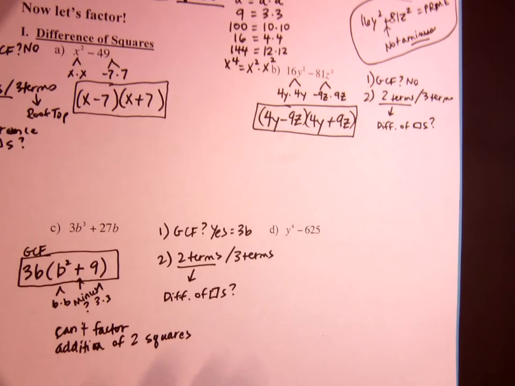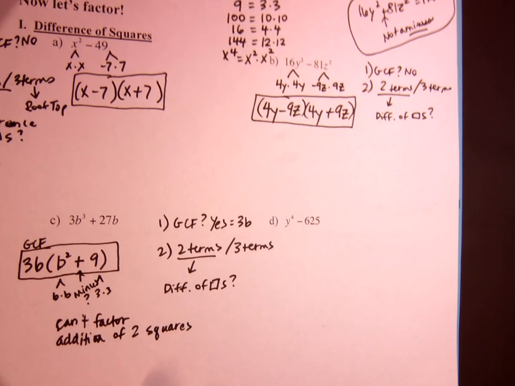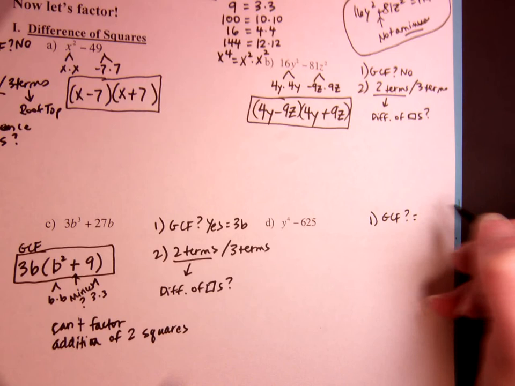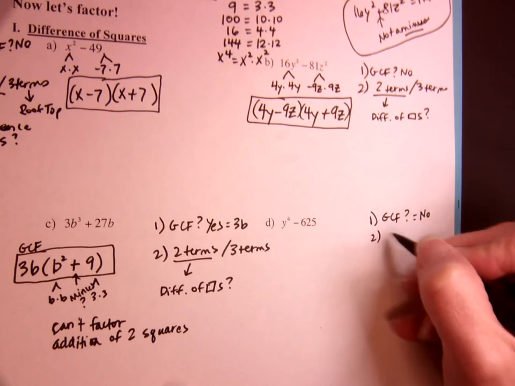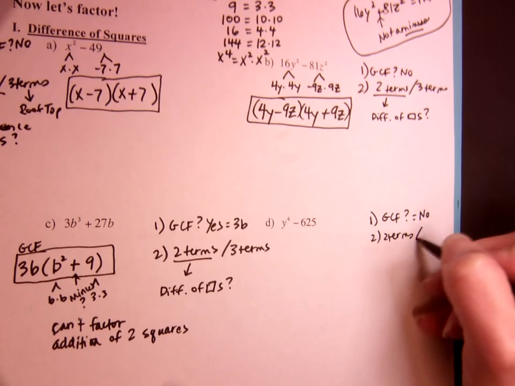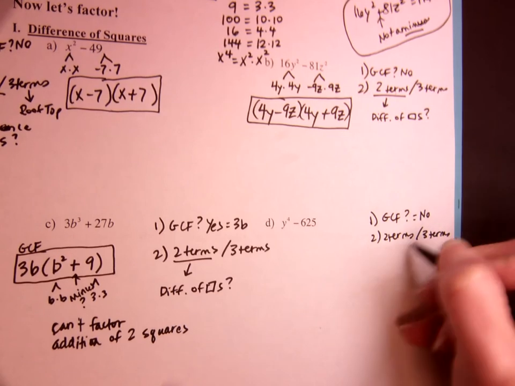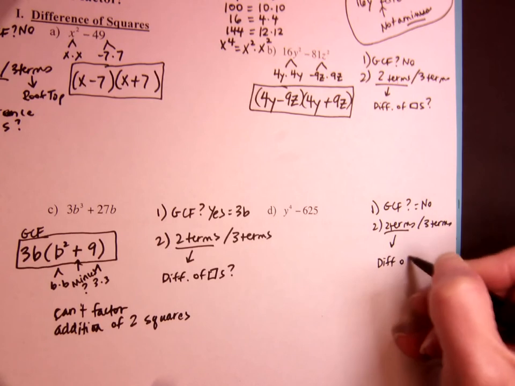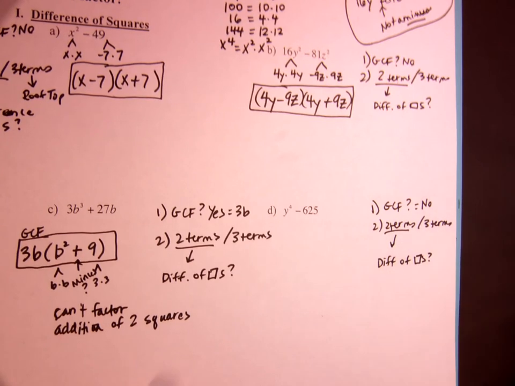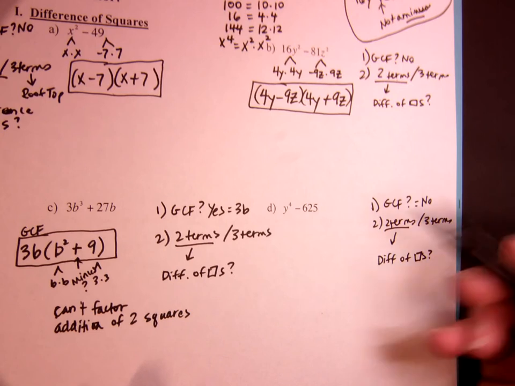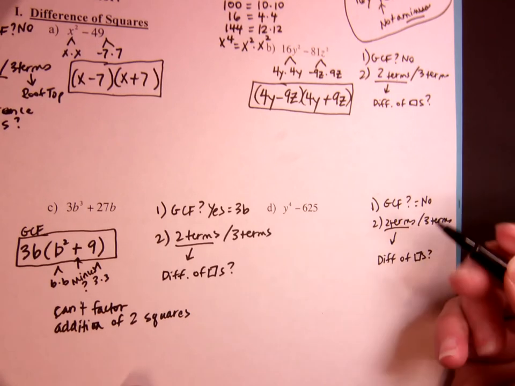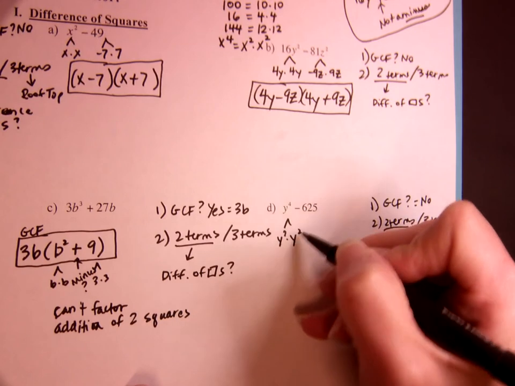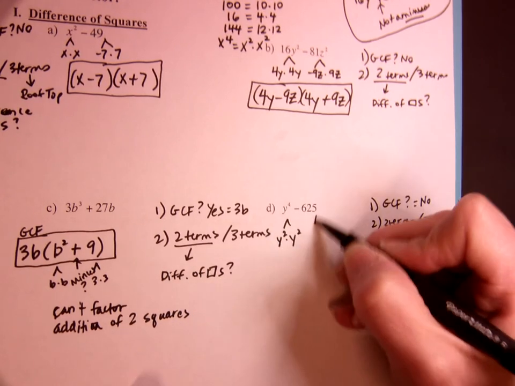Letter D, we have y to the fourth minus 625. First thing, does it have a greatest common factor? No. So then we move on. Does it have 2 terms or 3 terms? 2 terms. And so we ask ourselves, is this the difference of squares? Is y to the fourth perfect? Yes. What makes it perfect? Y squared and y squared. Okay. Is 625 perfect?